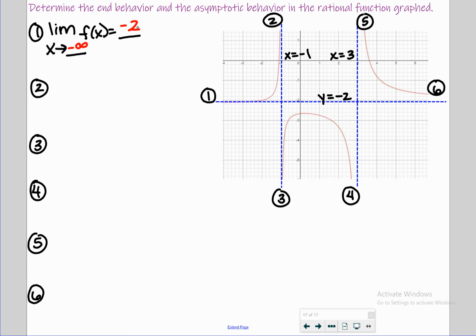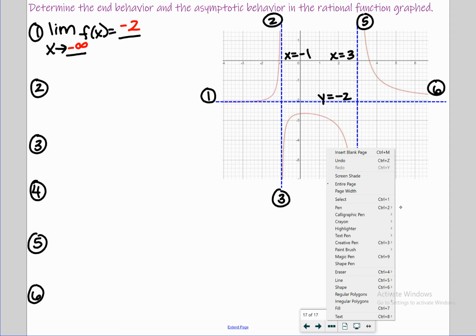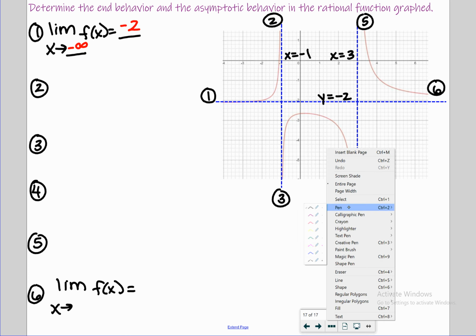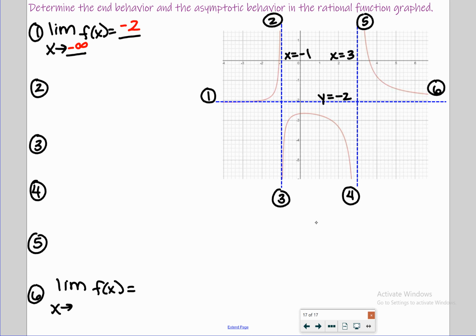If I were to continue to the left forever, my x goes towards negative infinity, my y gets really close to -2. And actually, let's jump to end behavior number 6, because that's going to look really similar. On the ends, we get close to those horizontal asymptotes. So x approaches what on the right side there? Positive infinity, goes forever to the right. And what's the y get close to? Again, -2, the asymptote.